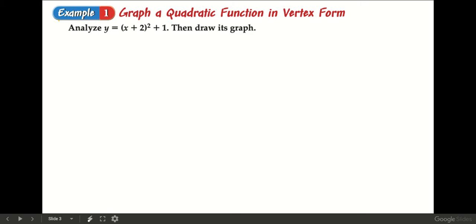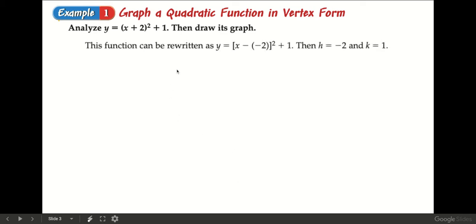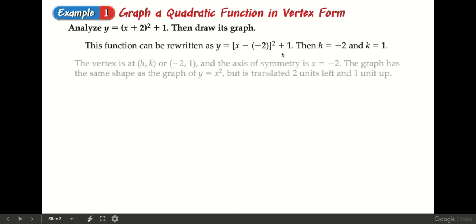So let's look at an example. Let's graph a quadratic function in vertex form, y equals quantity x plus 2 squared plus 1, and we're asked to draw its graph. First, let's analyze the equation. This function can be written as y equals quantity x minus negative 2 squared plus 1, because typically it's x minus the h value. So we want to write it as x minus negative 2, so we can see that our h value is actually negative 2, and our k value is actually 1.